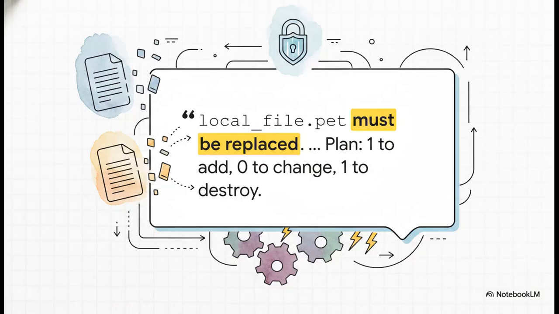And check this out. This is a perfect example of Terraform's immutable thinking in action. Look at this plan. All we did was change the file permission in the code. But Terraform isn't going to go in and edit the file. Nope. Its plan is to completely destroy the old one and create a brand new one. This is how it guarantees every single deployment starts from a perfect known state.